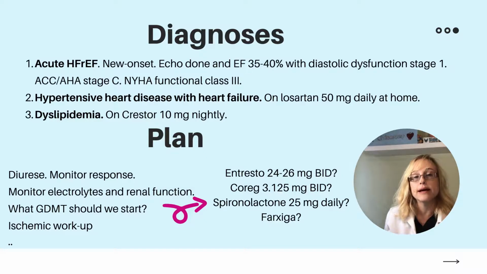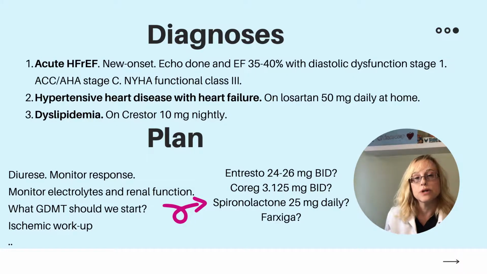Consider adding an aldosterone antagonist before discharge if renal function and hyperkalemia have not been a problem. If the patient is African American, then consider adding hydralazine and isosorbide dinitrate. Now, the SGLT2 inhibitors have now been recognized as beneficial for patients with heart failure and reduced ejection fraction.